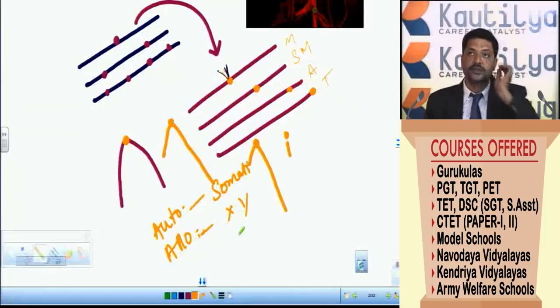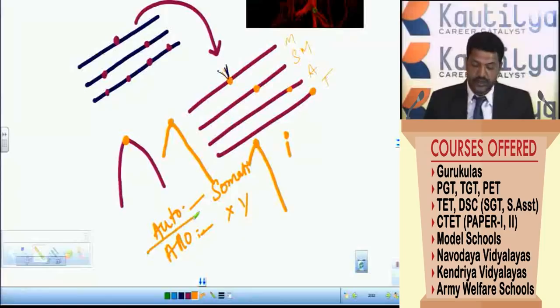X and Y chromosomes are the allosomes. They are known as sex chromosomes, whereas the chromosomes that determine the vegetative or somatic or body characters are known as autosomes. Dear friends, it is very important to remember that autosomes are present in somatic cells. Allosomes are also present in all the somatic cells.